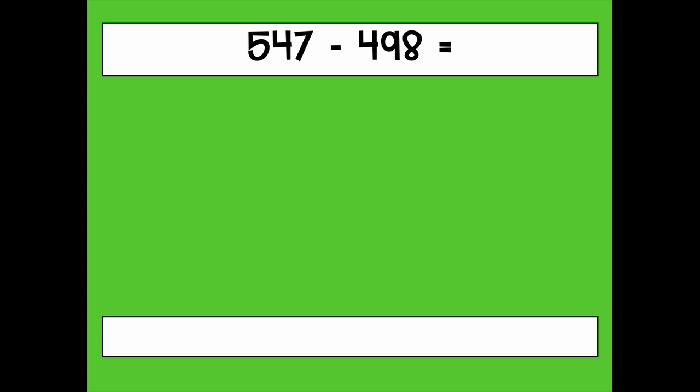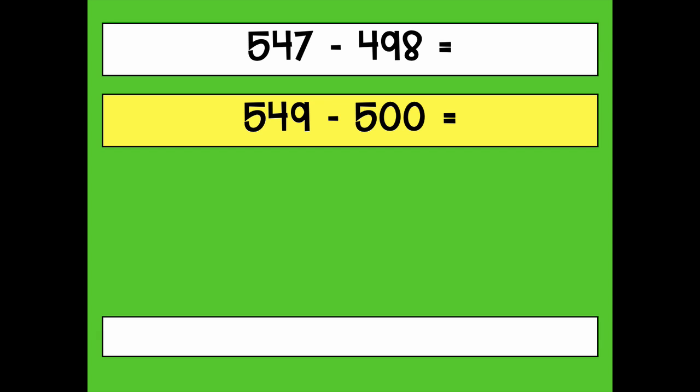So for this one, friends, we have 547 minus 498. If I look at those numbers, I want to make that subtracting number a more friendly number. So 498 is really, really close to what number, friends? What next 100? 500, right? So I need my new problem to have 500. So it would be 549 minus 500.